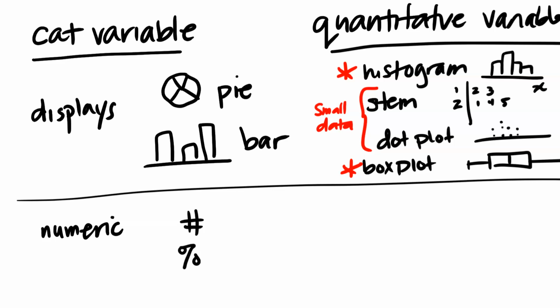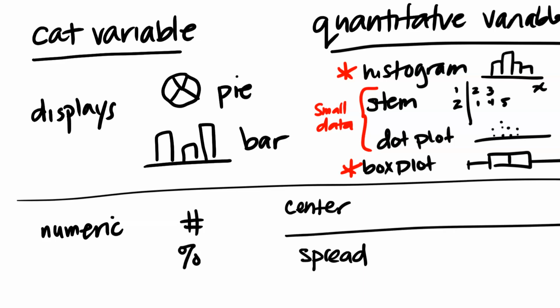So we have two different types of numeric measures when it comes to quantitative variables. We have ways to measure the center or a typical value, and we have ways to measure the spread or how much variation there was in our values. So our two methods here that we're going to talk more about as the course goes on, we have median and mean for center, and we have IQR and standard deviation for spread.